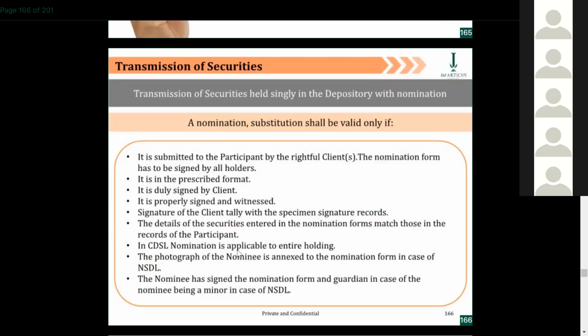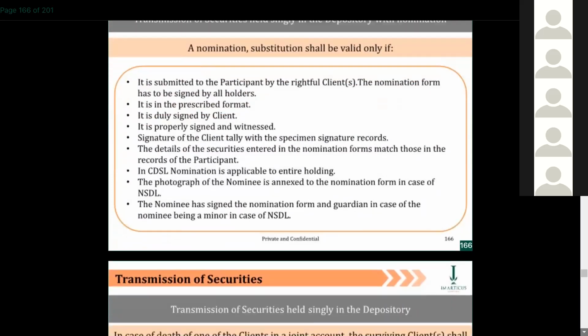The CDSL nomination is applicable to the entire holding. The photograph of the nominee is annexed to the nomination form in case of NSDL. The nominee has signed the nomination form, and a guardian in case of the nominee being a minor. So this we had seen in the bank account also. In case the nominee is a minor, then a guardian has to be appointed.